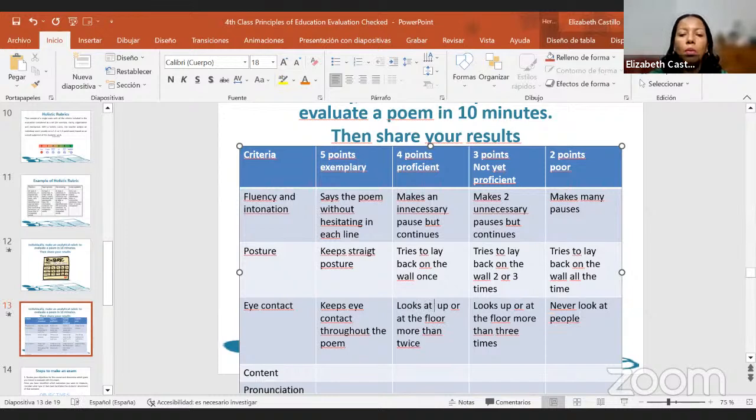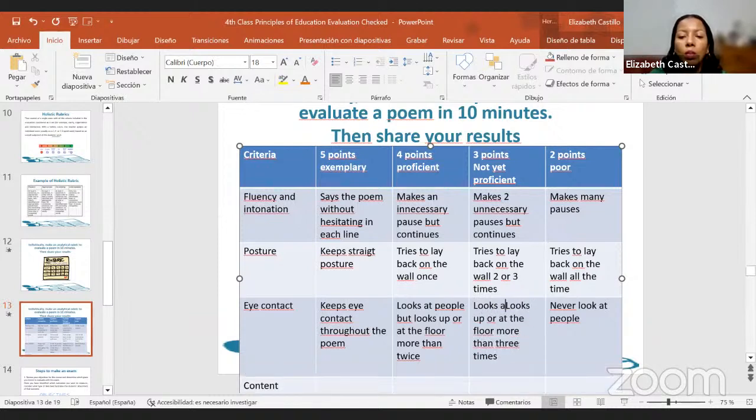Okay, look people, but looks up. Okay, let's include that because we need to be very clear. Looks at people, but look up or at the floor more than 3 times. So in this area, we are going to be very clear.